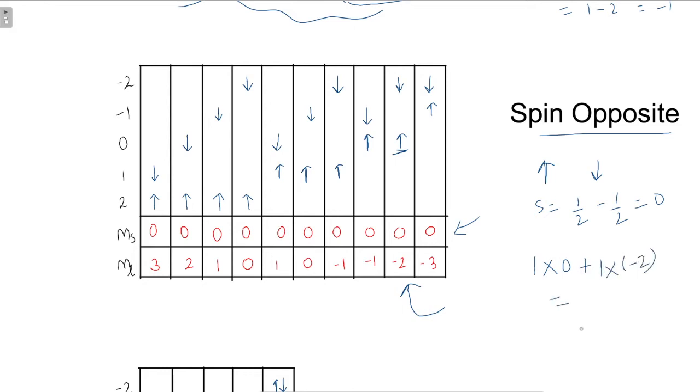So what do we have here? Minus 2 is equal to minus 2. Okay, so this we get minus 2. Calculate the value of ms and ml in this table. Now for arrangement of electrons, you just need to figure out. Okay, it is just like a game.